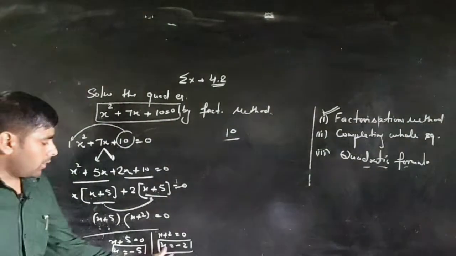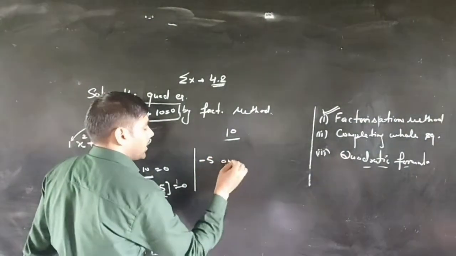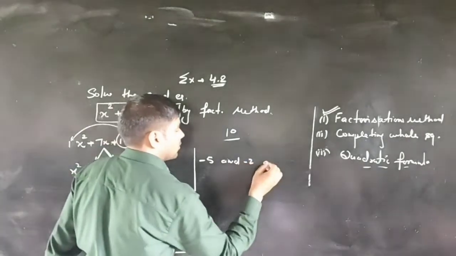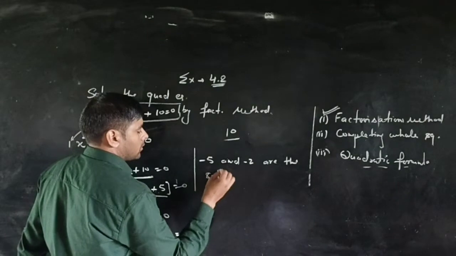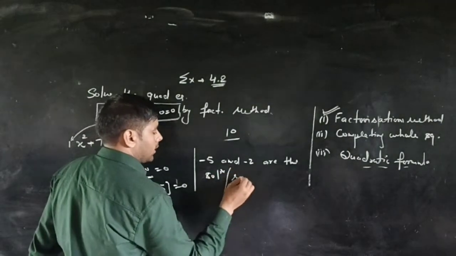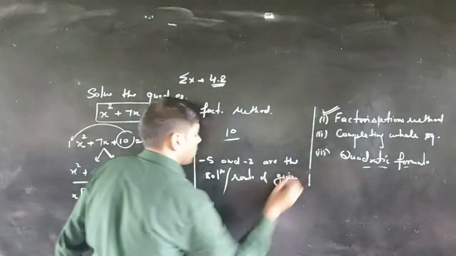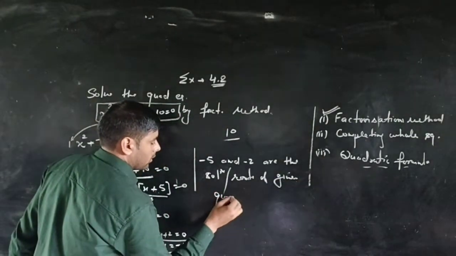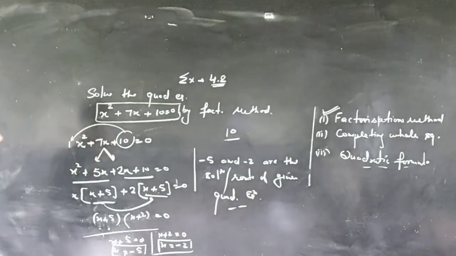This minus 5 and minus 2 are the solutions, or you can say roots, of the given quadratic equation. This is the answer.